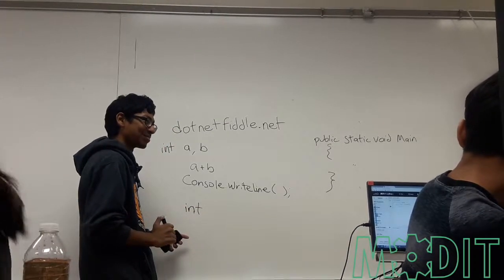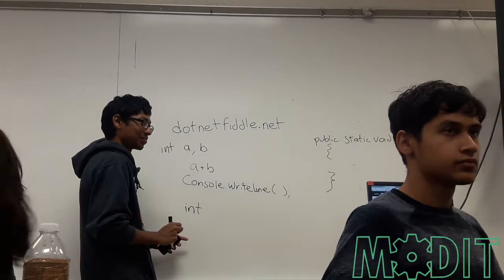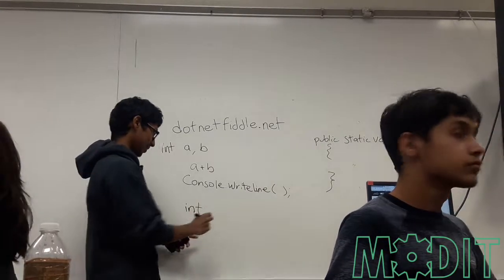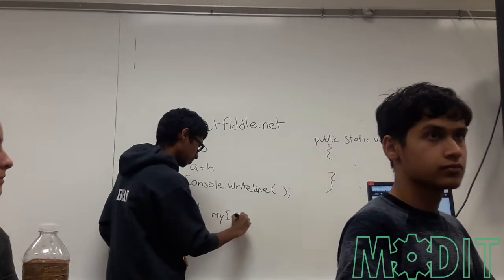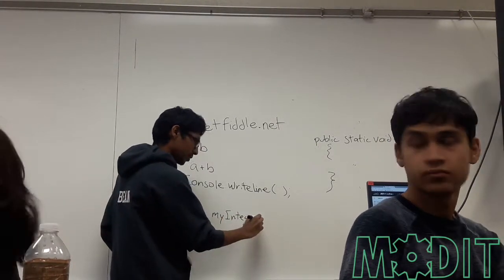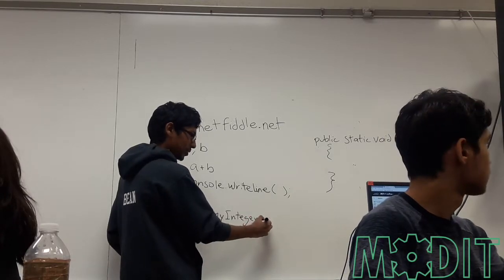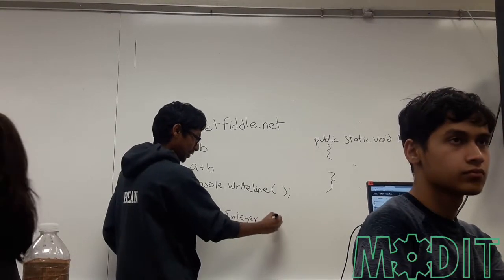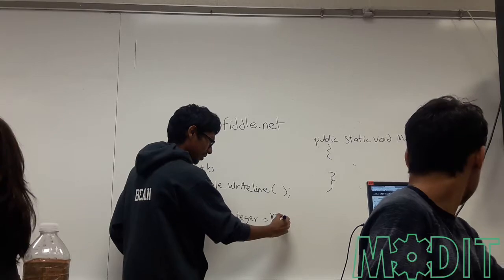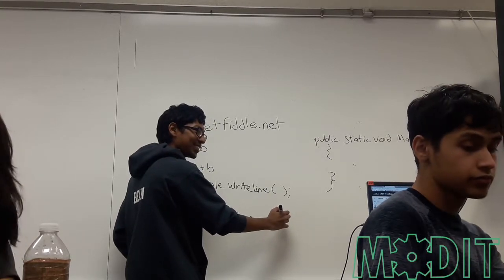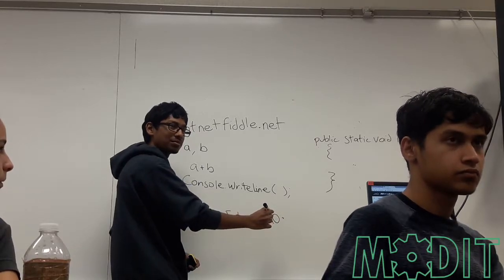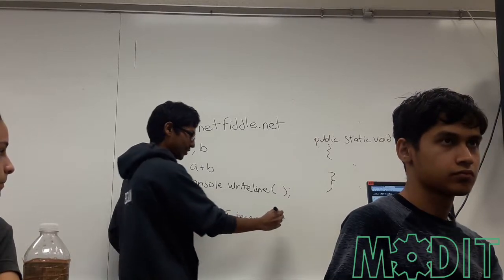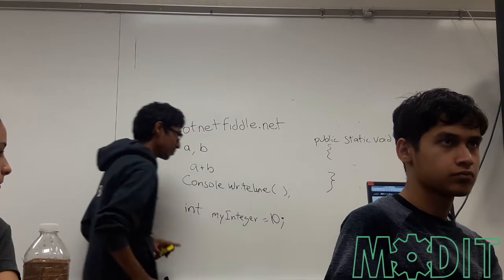Okay, using your example, you can say my integer. Can it be anything? Sure. 10. So my integer is 10. What do I add at the end? The semicolon. Yes, the semicolon.